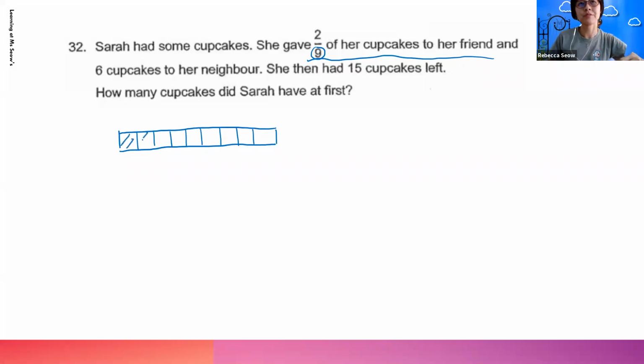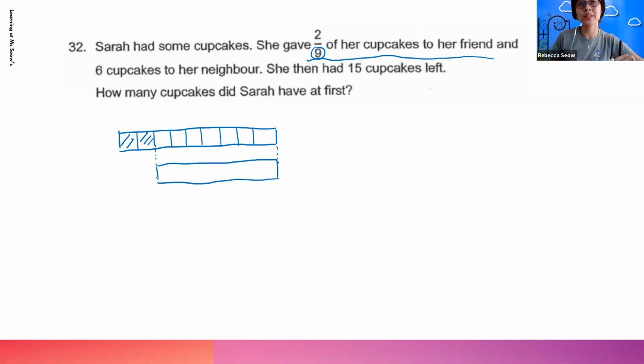So this is to the friend, and 6 cupcakes to her neighbor. We're not so sure how to proportion this out, but anyway, if she has given 2/9 of her cupcakes away, that means the 6 cupcakes would not be part of that 2 units, isn't it? So let's take a look at this remaining portion. Okay, this remaining portion, she is going to give 6 to her neighbor.